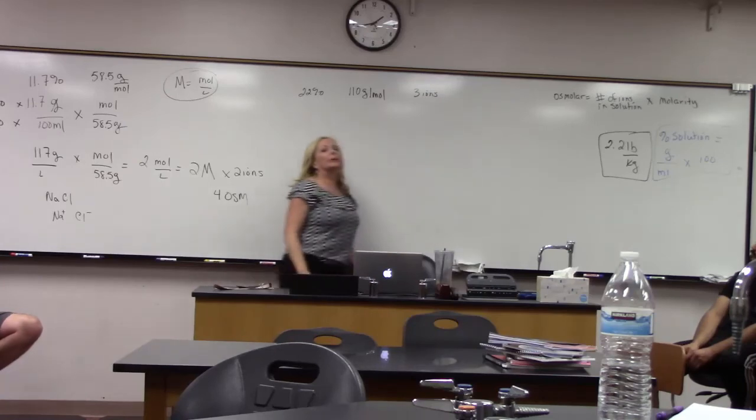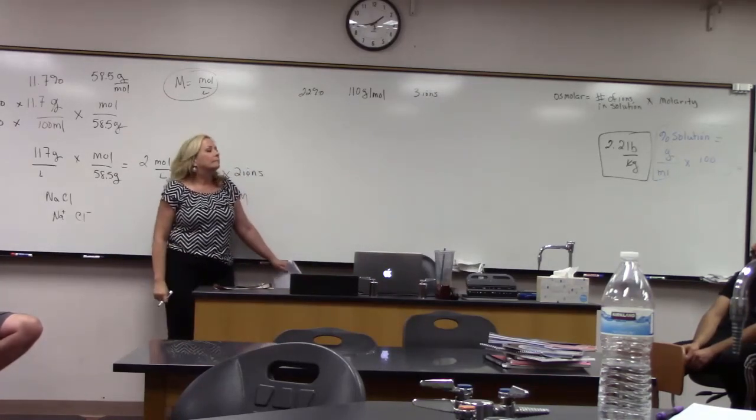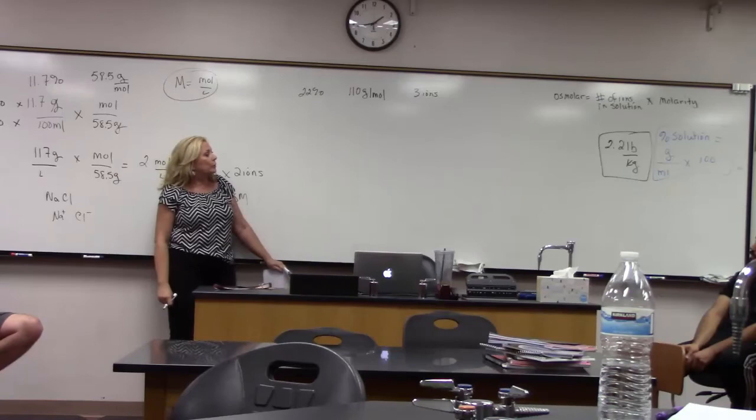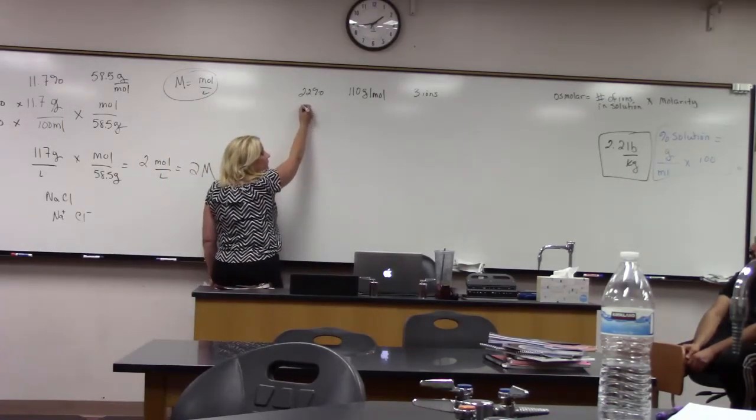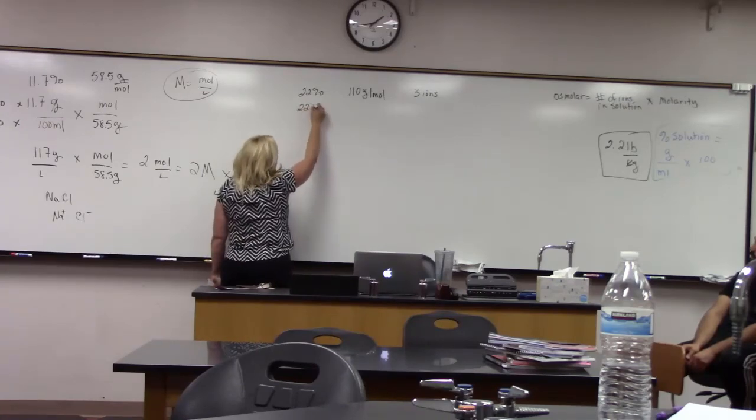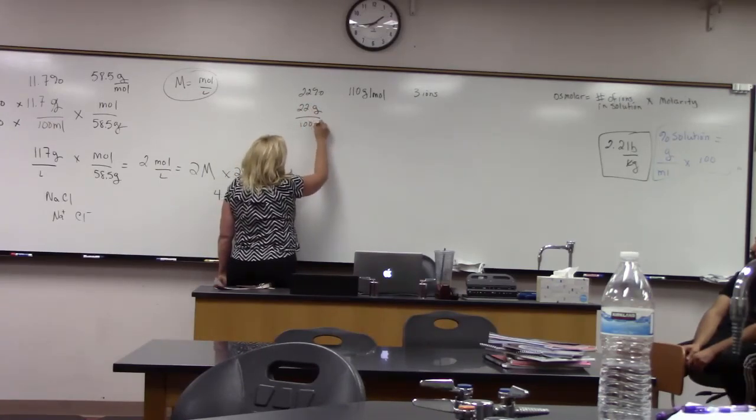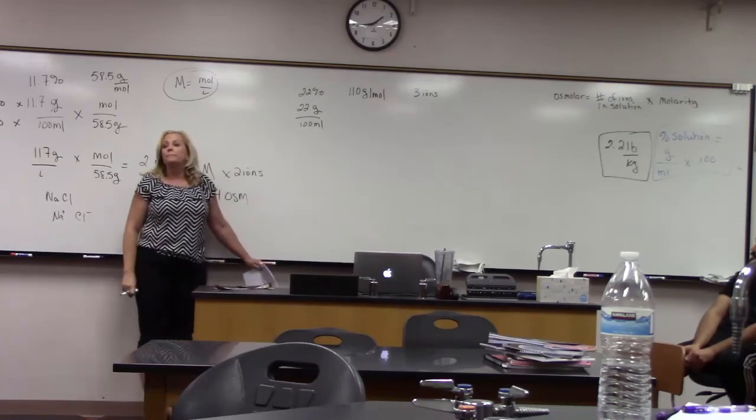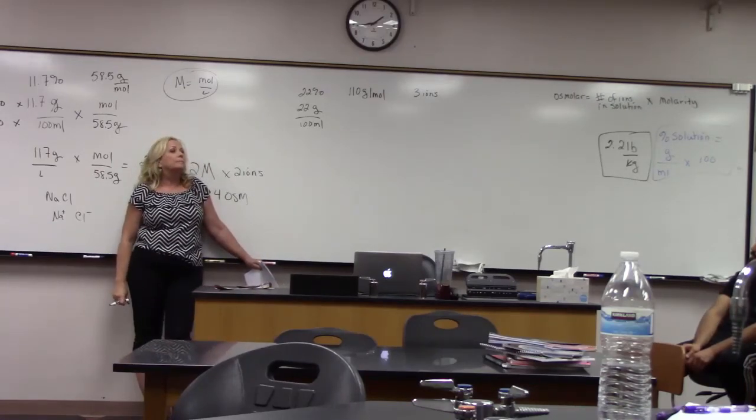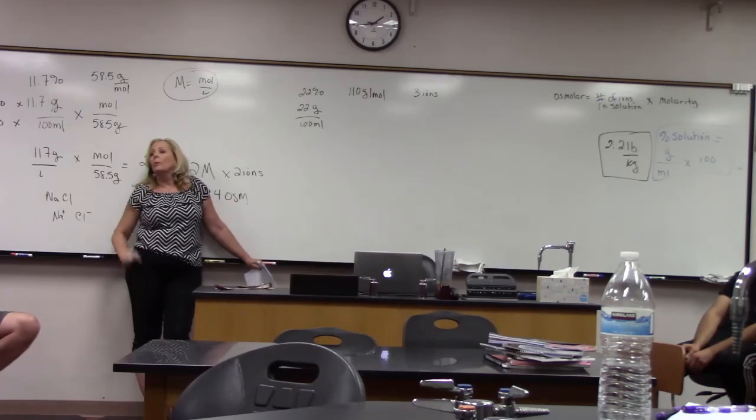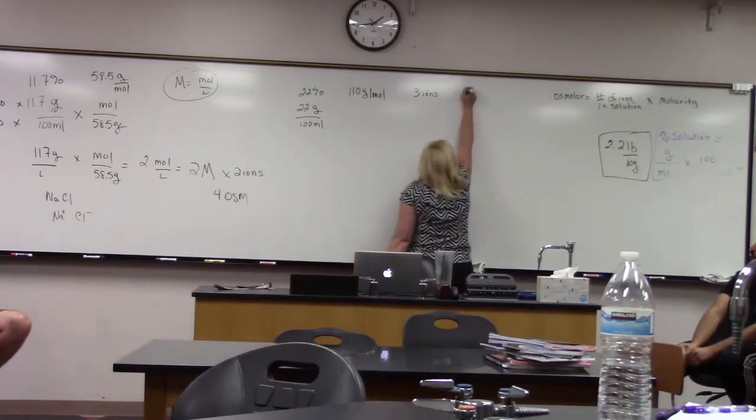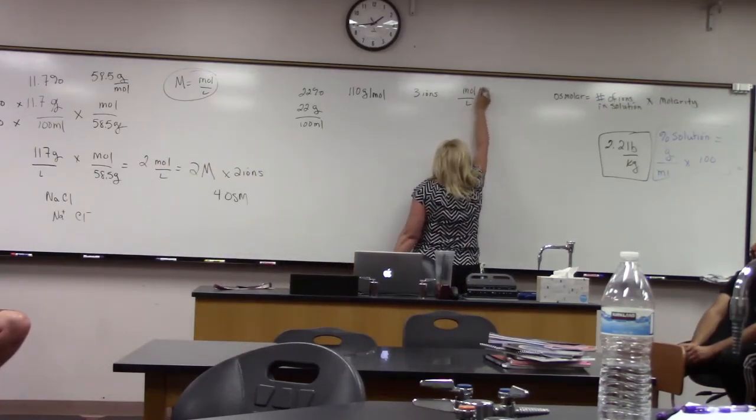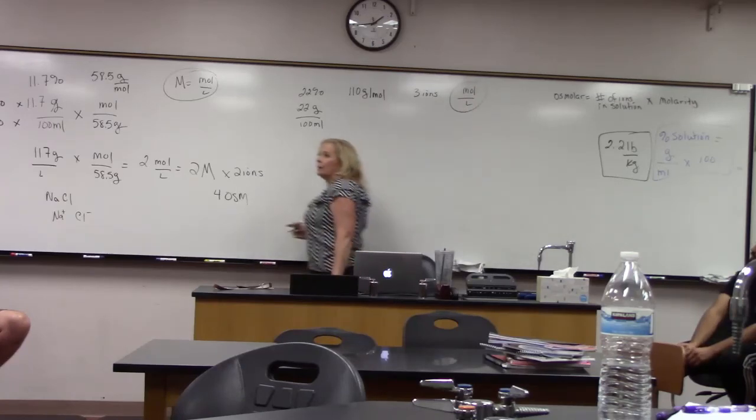Okay. What else should I write down? Percentage. I already have percentage. Oh, you want me to change it? Okay. What do I change it to? 22 grams over 100 milliliters. Okay. What else do I need to write down? I'm missing one thing before I get started. What am I looking for? Moles over liters. Osmolarity. Okay, we want osmolarity, but we have to find molarity first. I got to keep my eye on what I'm looking for.